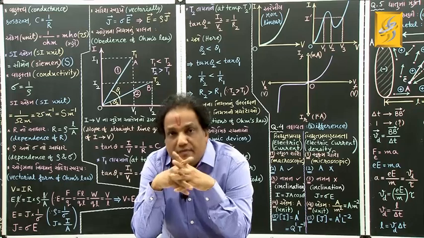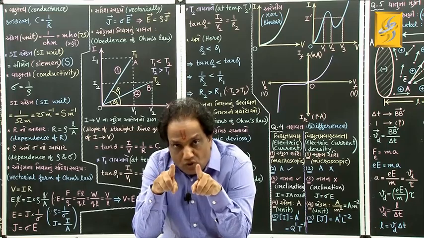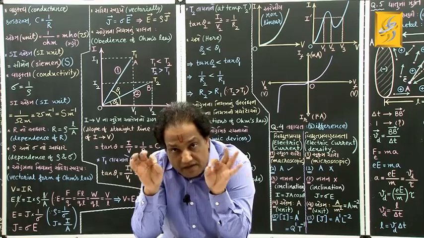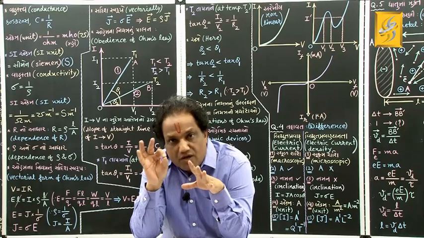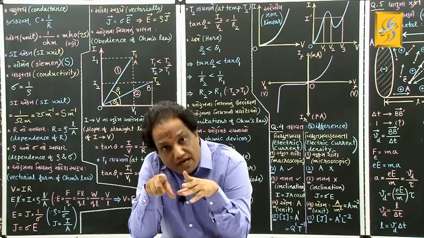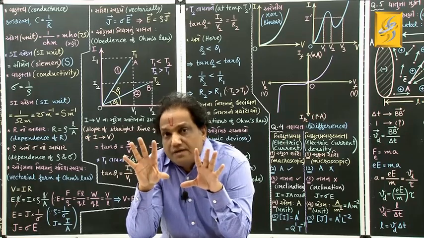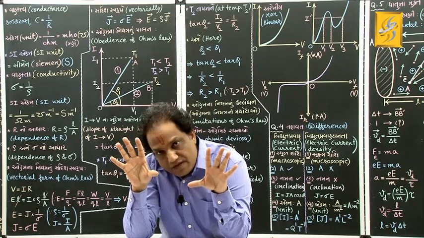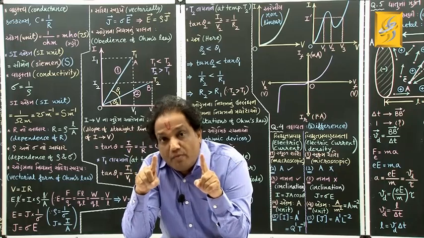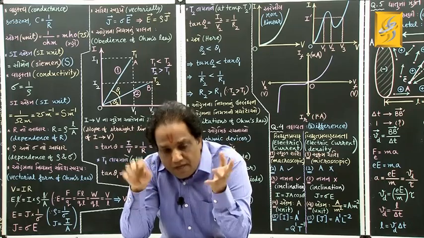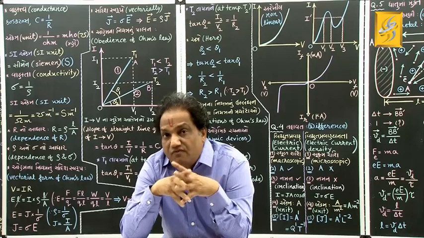But among all these elements, Ohm's law is obeyed only by metals, that is by good conductors, and that too when their physical conditions remain unchanged, okay? At that time, definitely they obey Ohm's law. Now tell me, what was the mathematical form of Ohm's law?